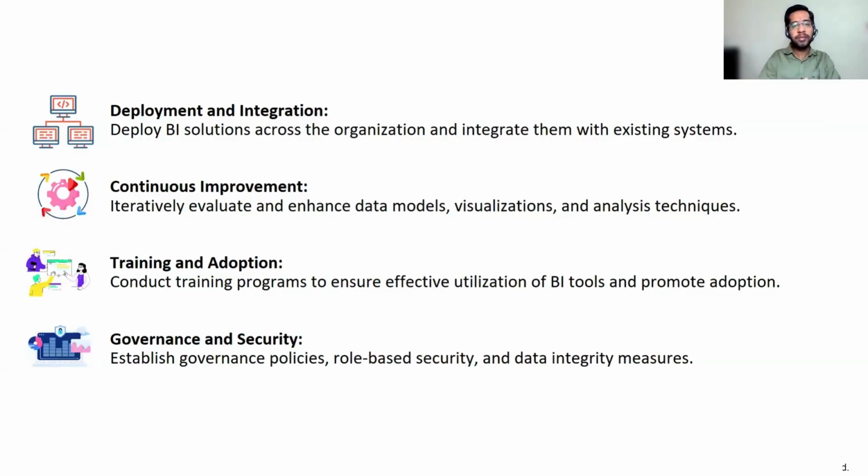In this video, we have explored the stages of business intelligence and how organizations can leverage these stages to transform the raw data into actionable insights. From data collection to governance and security, each stage plays a crucial role in the BI process, enabling the organizations to make informed decisions, drive strategic initiatives, and achieve their business objectives. Understanding these stages is essential for anyone involved in the design, implementation, or use of business intelligence solutions.